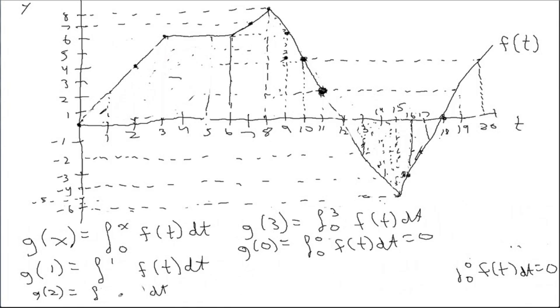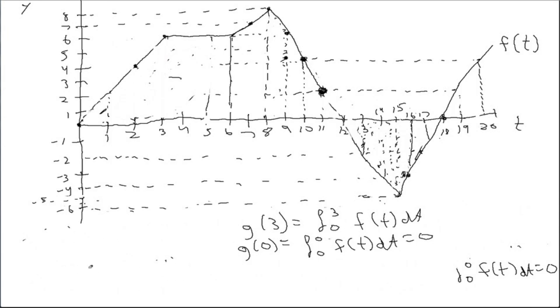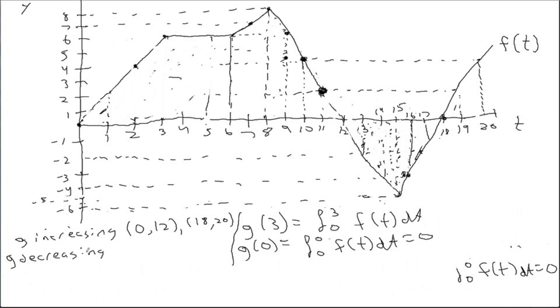Let's see. G is increasing on 0 to 12 and 18 to 20. And then g is decreasing on 12 to 18. Okay. So the main thing you have to watch out for here is don't start answering where f is increasing or decreasing. F is totally different. Where f is increasing and decreasing would be totally different answers, but we were focusing on g.